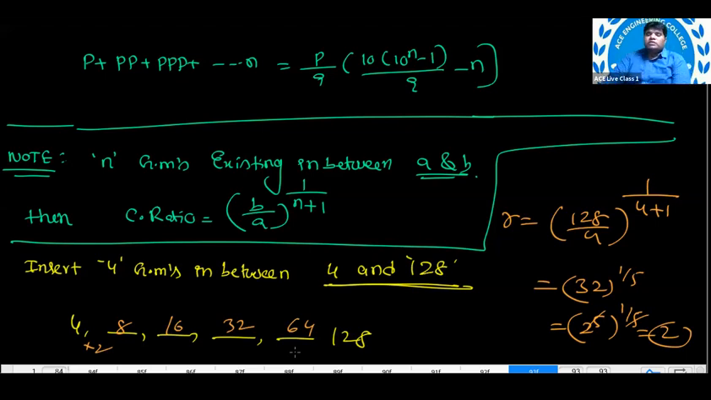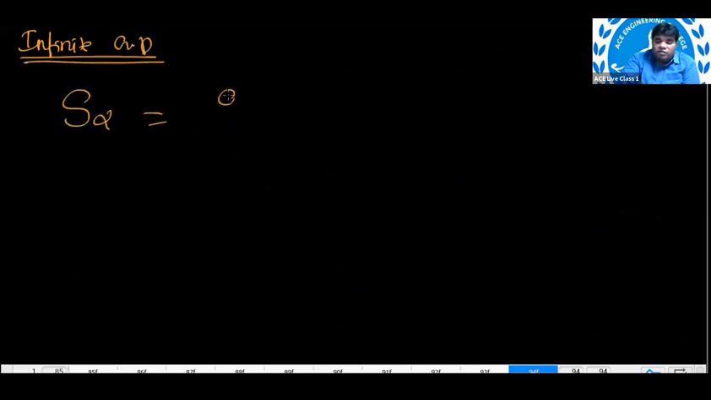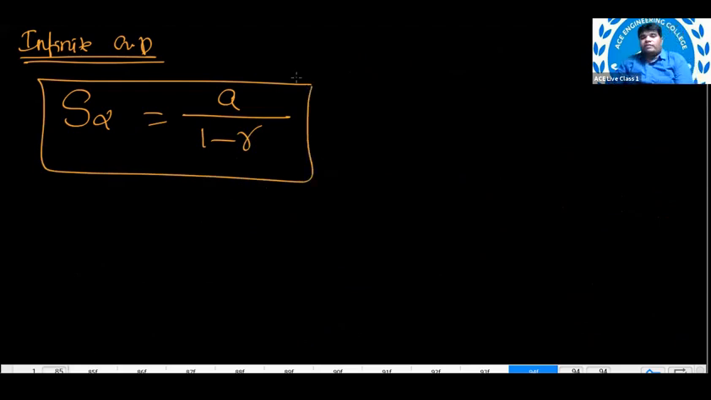Okay, this type of values. Next, infinite geometric progression. S infinite is equal to A by 1 minus R.